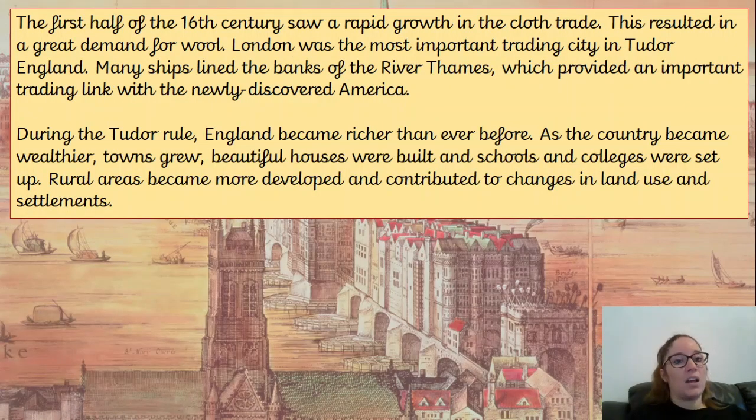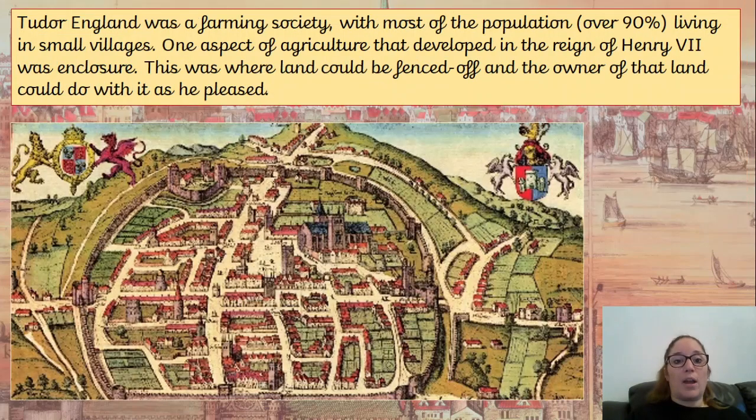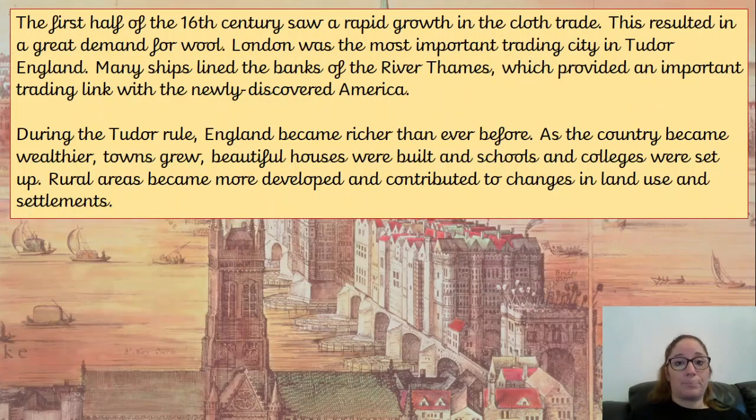The first half of the 16th century saw a rapid growth in the cloth trade. That created a greater need for wool. So if we go back here, the farmers could do what they want with their land, so they could grow crops, but many of them actually used it for sheep farming, okay?